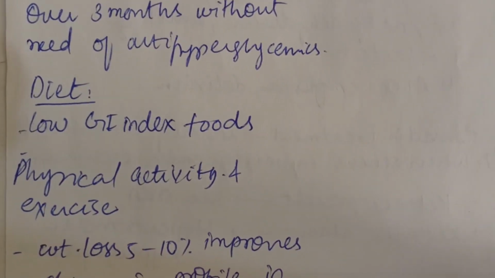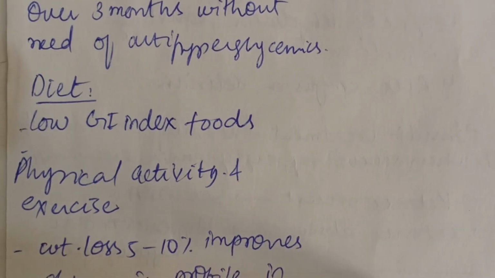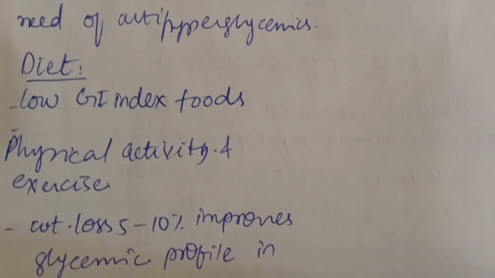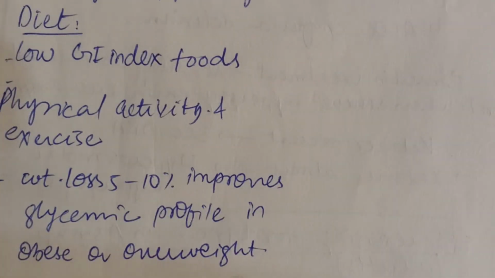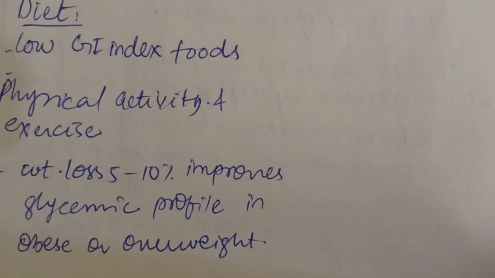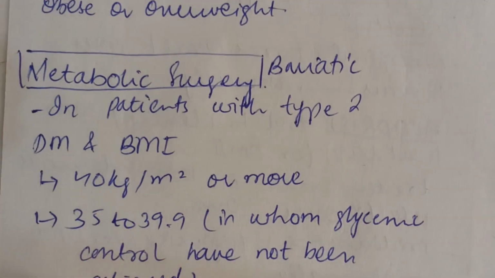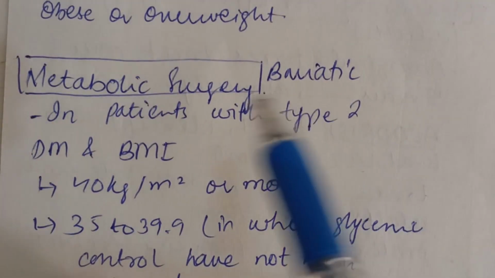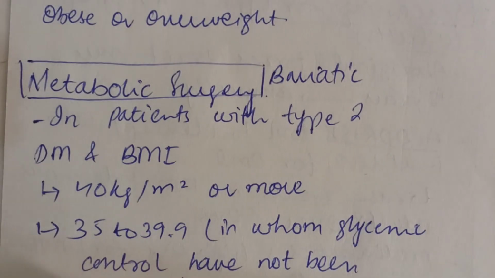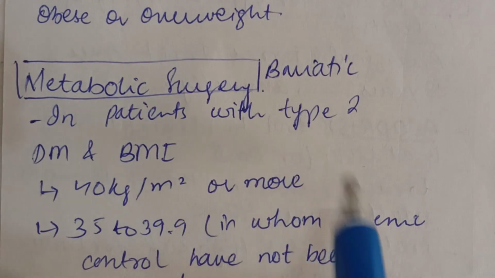In diet, the patient is advised to take low GI foods. Physical activity and exercise is very important to manage diabetes. Weight loss of 5 to 10% improves the glycemic profile in obese and overweight patients. There is also metabolic surgery, also called bariatric surgery. It is considered in patients with type 2 diabetes who have a BMI of 40 kilogram per meter square or more.